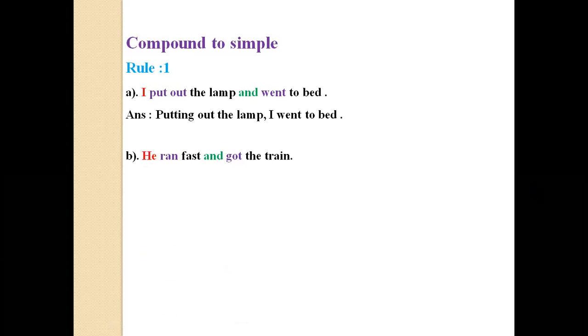Number B, he ran fast and got the train. Here there is and, and in both clauses the subject is the same. So omit and and he first, and use ing with the base form of the verb. The base form of ran is run. So if you use ing, it will be running. Running fast, he got the train. Remember, you must use a comma instead of and.